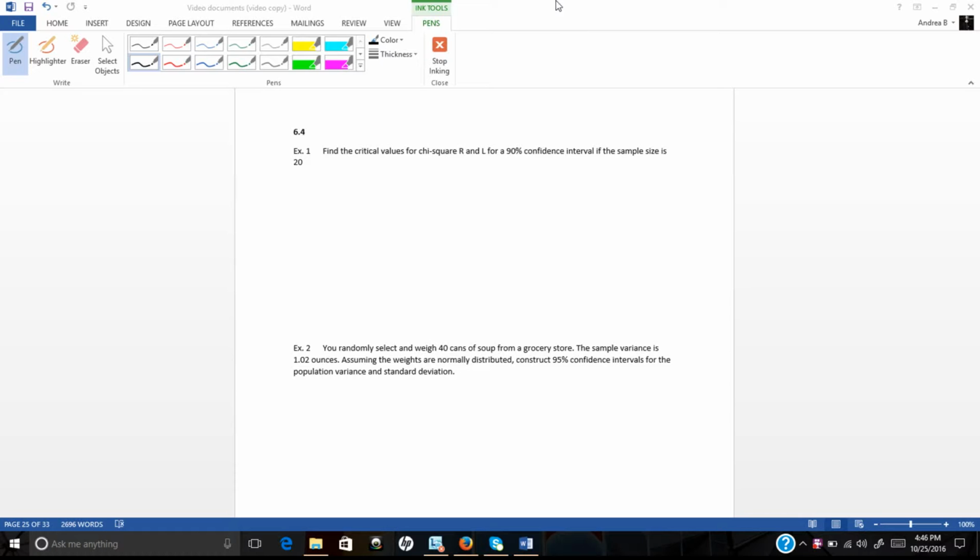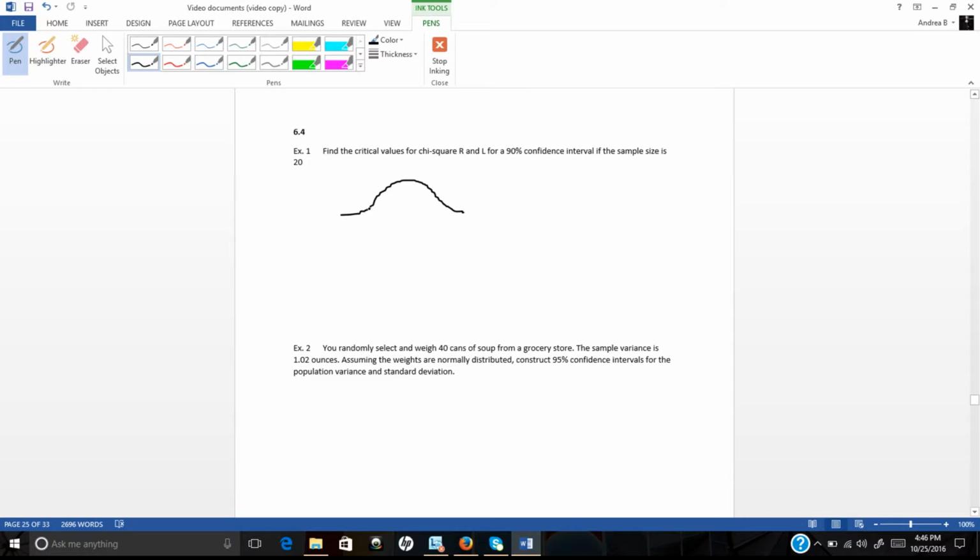So for this first one here, we have to find the critical values for the chi-squared R and L for the 90% confidence interval if the sample size is 20. So first of all, for picturing this, we can draw it out similar to our normal distribution table. It looks similar in terms of the curve, just not symmetric. Because you'll notice in the chi-squared distribution chart that all the values are positive, so we don't have any negatives for the values like we had in our normal distribution charts before.